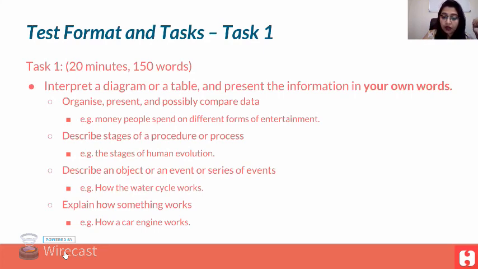Describe an object or an event or series of events. Now, this can deal with how the water cycle works. So right from the basic level, how the water boils, what the sun does, and then how it turns into clouds, and then how it comes down. So these all would be covered under this particular task. Explain how something works. Again, it can be how a particular machine works or how a pulley works or anything. But again, make sure that you are not giving any additional information in this task. Your answers revolve only and only around the data that is provided to you in the question paper.